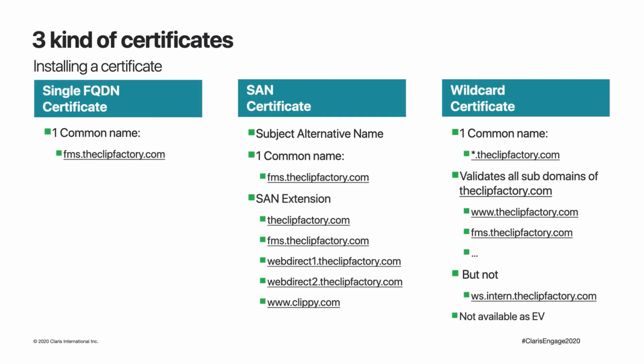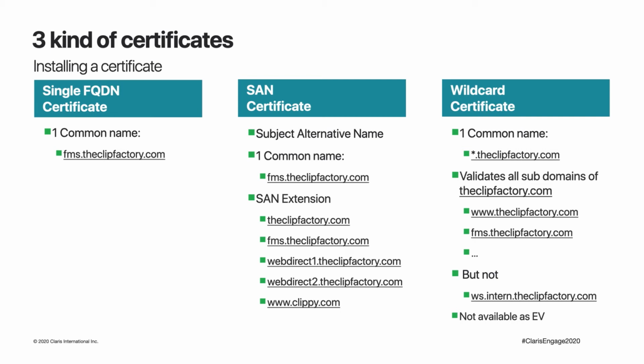In fact, if you were on a certificate authority website, you have seen that you can choose between domain validation, organization validation, and extended validation. And within this group, you can also choose between a single FQDN certificate, a SAN certificate, and a wildcard certificate. What is the difference between the three? A single domain certificate only contains one FQDN in the certificate, the common name. That's all the scenarios we have worked with before.